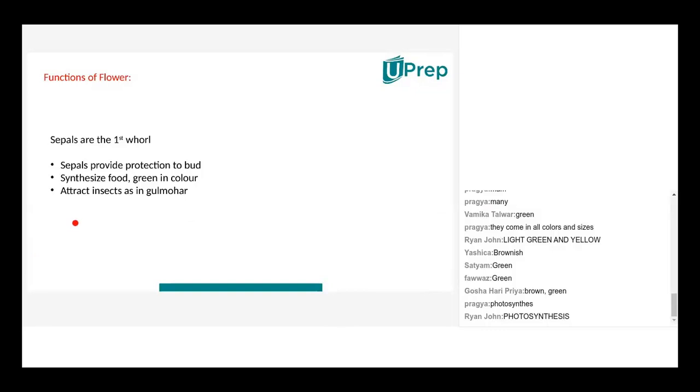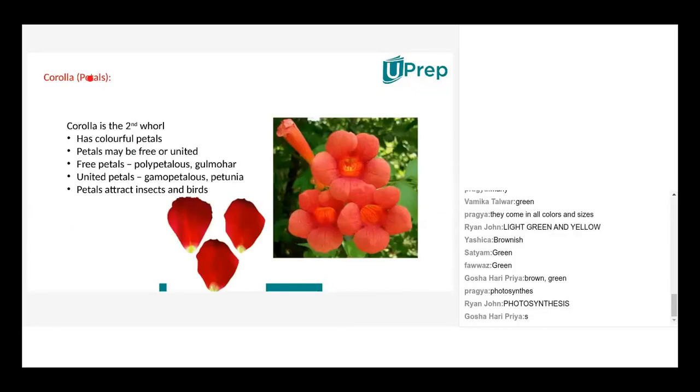Okay. So now we go to the second whorl. This is the most attractive and the most colorful whorl, which we also call the petals. Petals have color in them, they have sweet smell, that is the aroma in them. They're the most attractive part of a flower. As we have already discussed, this attracts the pollinators, right? And yes, Yashika, you have a question?